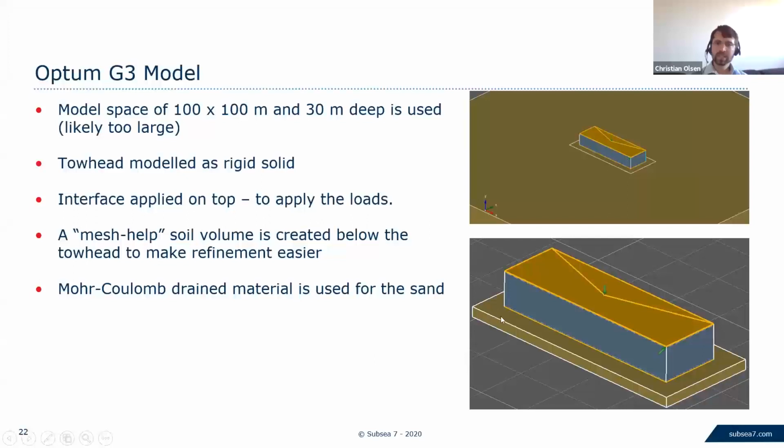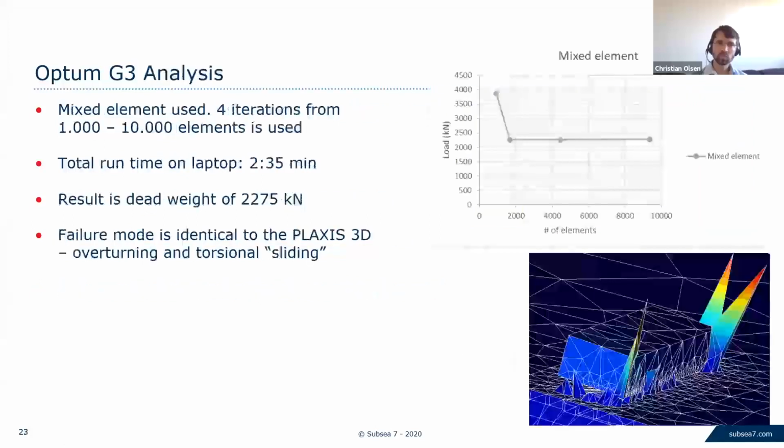Then I also built in what you can call a mesh help soil volume underneath here, just so this has a greater possibility of getting a refinement in this area. And the Mohr-Coulomb drained material model is used for the sand in this case. I only used the mixed element in this case. Four iterations from 1,000 to 10,000 elements are used. Runtime is 2 minutes and 35 seconds. So this is very, very fast.